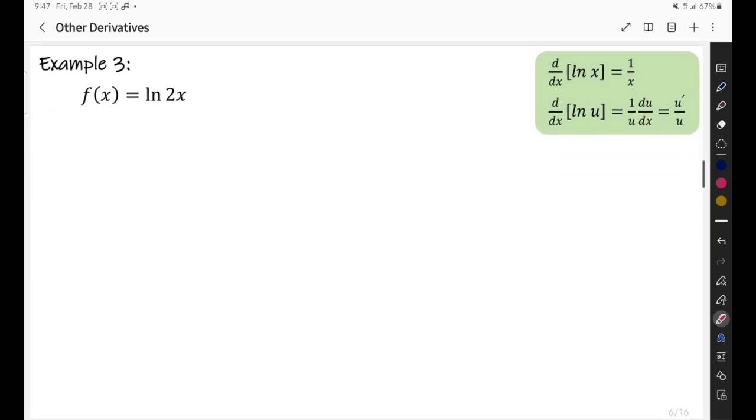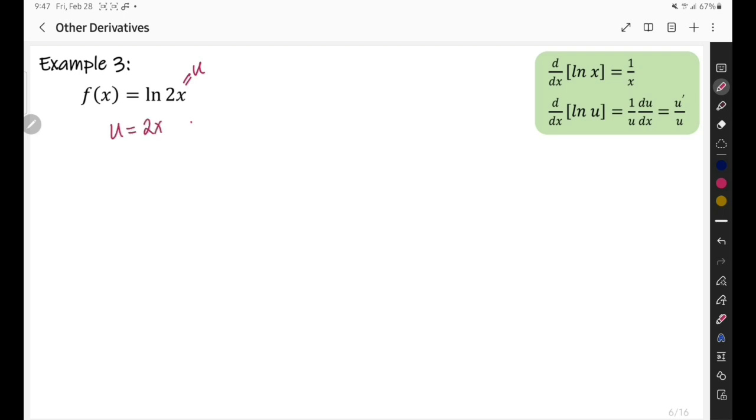Okay, so here we have the function equal to ln 2x. Now this 2x here is not x, so we cannot use the previous formula because it's not x, it's 2x. So in that case, we use this one, u. So our u here is the 2x. Our u is equivalent to 2x.